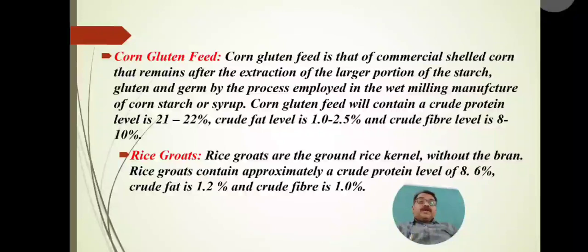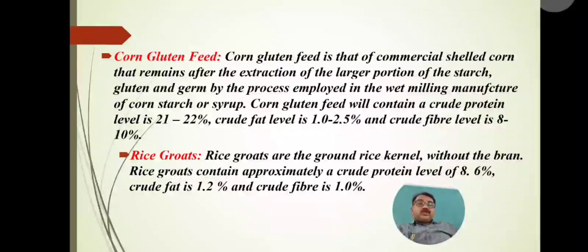Gluten and germ are extracted by the process employed in the wheat milling manufacture of corn starch or syrup. Corn gluten feed will contain a crude protein level of 21 to 22%, crude fat level of 1 to 2.5%, and crude fiber level of 8 to 10%.